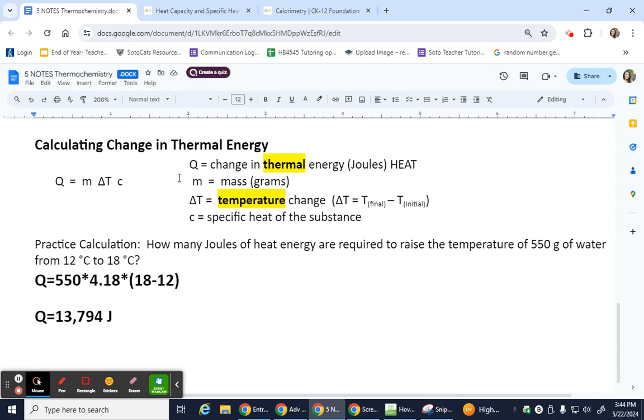And so basically what we're seeing is Q is your change in thermal energy or your heat, and it's measured in joules. So if we have kilojoules, what number is related to kilo? 1,000, right? So it's 1,000 joules in 1 kilojoule. Mass we're going to measure in grams. That's going to be our m. All right, so if I have kilograms, again, 1,000 grams makes a kilogram. Delta T is temperature change. We have final minus initial.